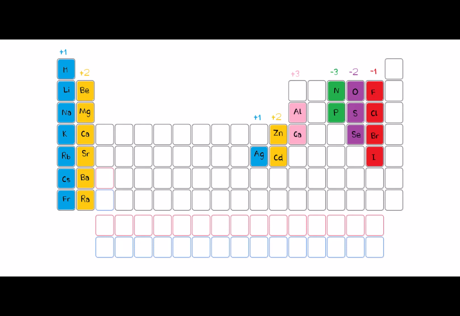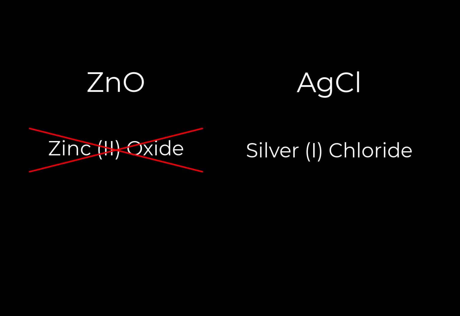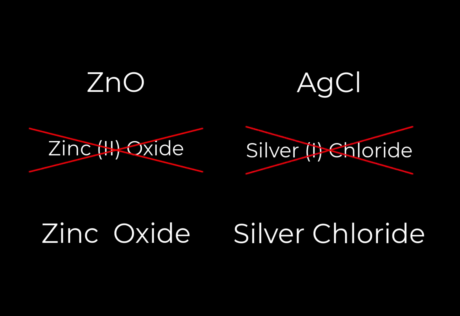Notice that zinc and cadmium will always have a charge of +2, and silver will always have a charge of +1. Therefore, it would be incorrect to call these compounds zinc 2 oxide or silver 1 chloride. Instead, we just call them zinc oxide or silver chloride because there is no need to specify the charge.